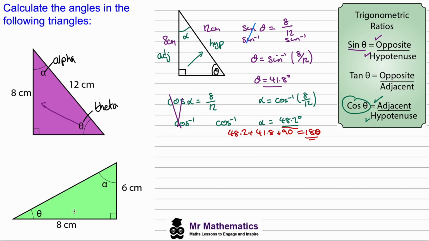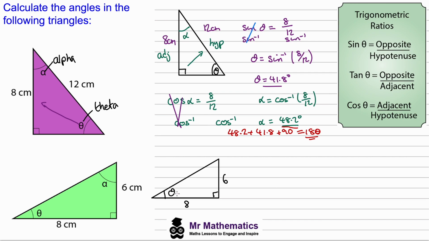So do you want to try and work out angles alpha and theta in this green triangle? You can pause the video, and when you come back, we'll go through the worked solution. Okay, so welcome back if you're ready to go. If we begin by working out theta, we know that the 6 is opposite the angle, so we'll label this as the opposite length. The 8 runs adjacent between the angle and the right angle, so this will be the adjacent length. So we have the opposite and the adjacent, we're going to use tan.